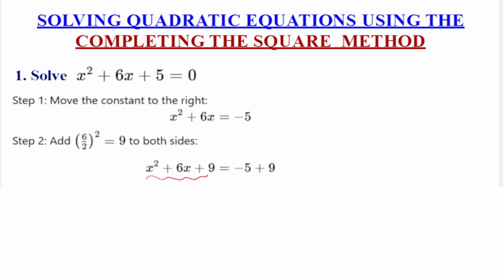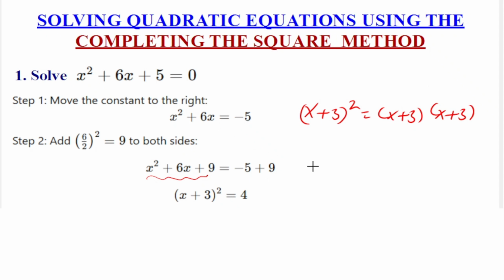Then change this quadratic into a perfect square. So when we change into a perfect square, it becomes (x plus 3) squared is equal to minus 5 plus 9, which is 4. You can check: (x plus 3) squared is (x plus 3) times (x plus 3). Then multiply this, you will get x times x, x squared, x times 3, 3x, 3 times x, 3x, 3 times 3, 9. So you will get x squared plus 6x plus 9. Now (x plus 3) squared gives x squared plus 6x plus 9.